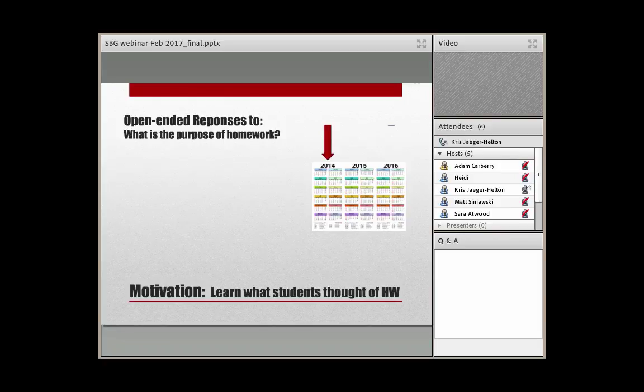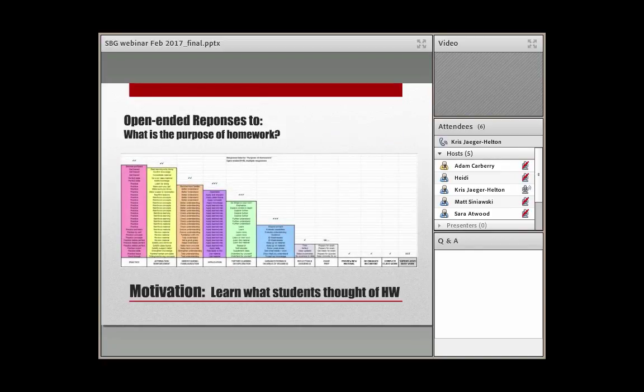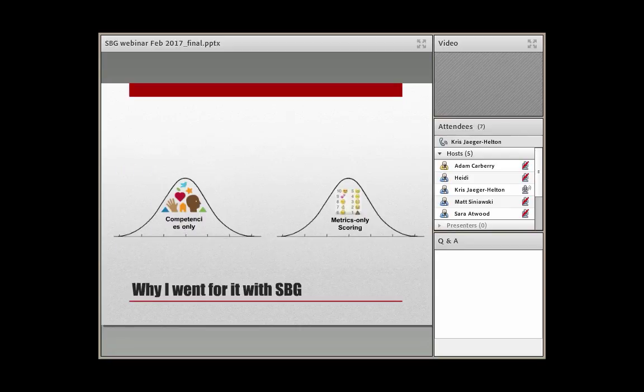So what did I do with these purpose of homework questions? I asked in 2014 and again in 2016, what's the purpose of homework? And I got some open-ended answers that look like this, and this is partially how they've been organized. And my motivation there is learn what they thought of the homework and if they saw value in it, because this is what we're going to be grading. I learned some interesting things, which I'll share with you in a little while about those results.